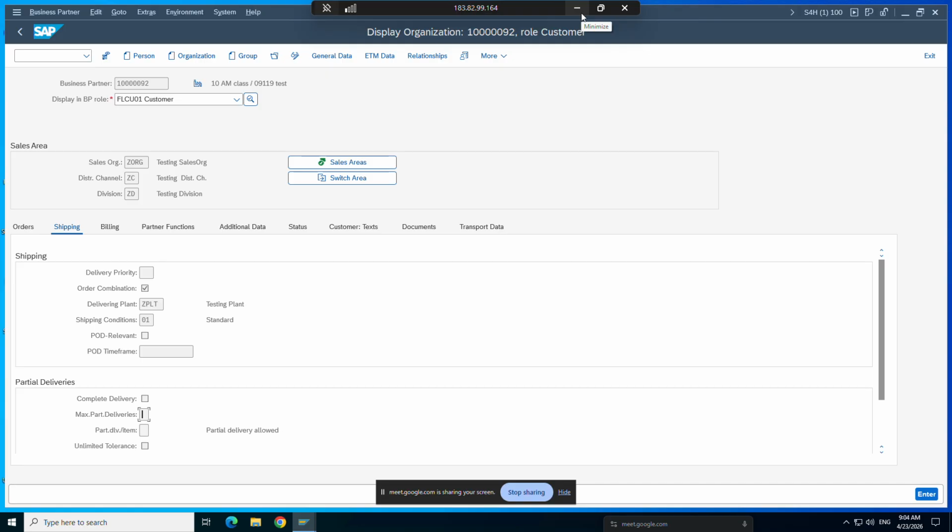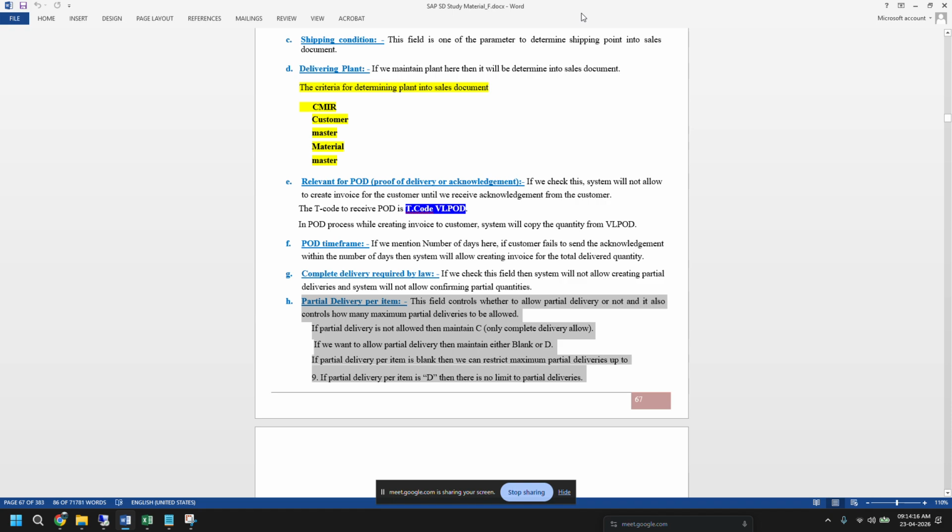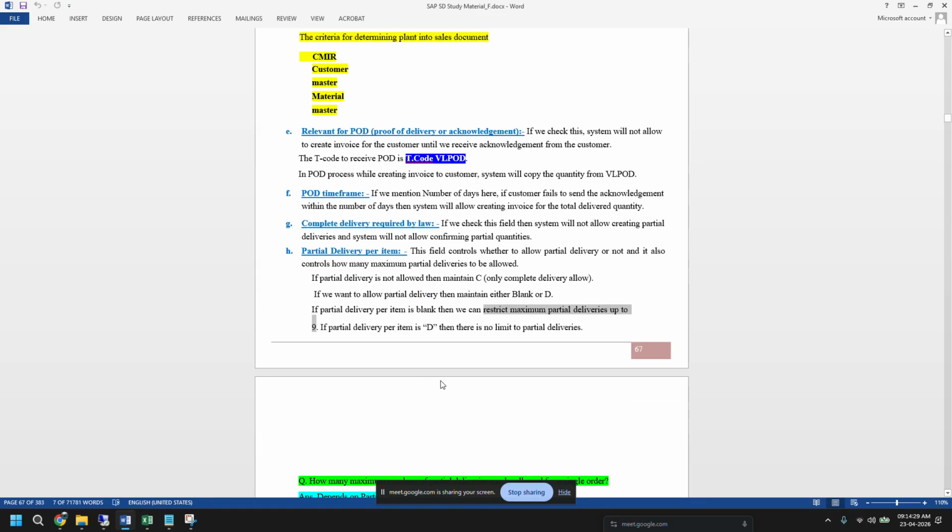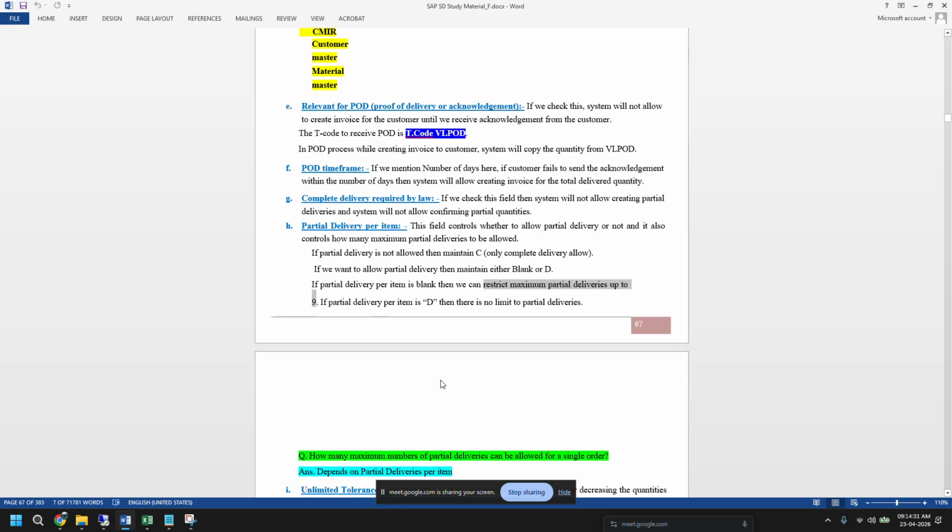Deepak, what is the maximum number of deliveries you can enter? I believe it's 9. Yeah, up to 9, I think. See, maximum parcel delivery up to 9. I think D is also available. If you put D, then I think yes.